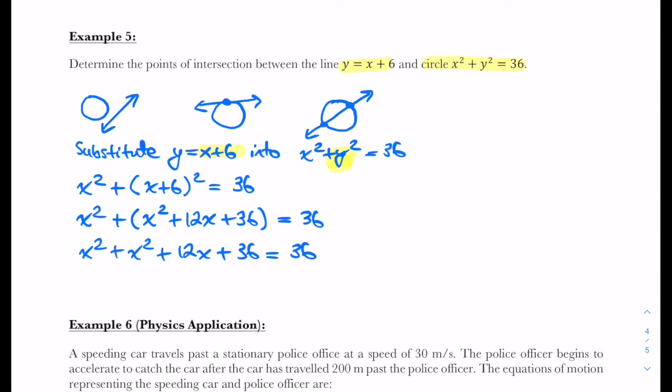Now you can start simplifying. You can add up your x squareds. And notice something nice happens. If you collect like terms with the two 36s, they're just going to cancel out because when you bring the 36 on the right to the left-hand side, it's going to become negative. So simplifying, we get 2x squared plus 12x, and all of that equals 0 now. We've ended up with a new quadratic equation, and now we solve.